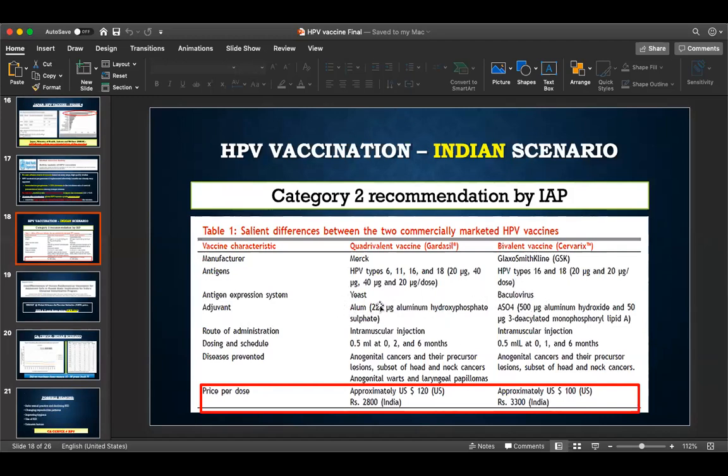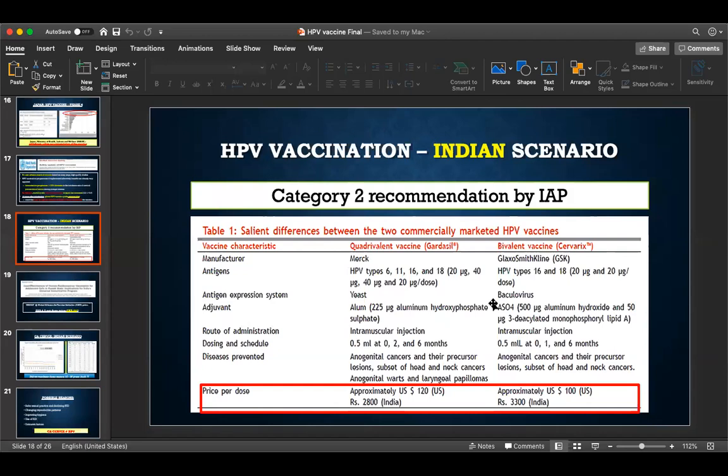And then there are some adjuvants added to increase the immunogenicity. That is alum for the quadrivalent vaccine and AS04, which is basically aluminum hydroxide and 3-deacetylated monophosphoryl lipid A. Both are intramuscular injections. 0.5 ml is the dose given. Quadrivalent covers types 6, 11, 16, 18 and bivalent covers 16 and 18. The diseases prevented as per the trials are anogenital cancers, as they claim. Although invasive cancers were not shown in any of the trials, you need to keep that in mind. They are precursor lesions, a subset of head and neck cancers, anogenital warts, laryngeal papillomas, and anogenital cancers for the bivalent vaccine, and their precursor lesions, a subset of head and neck cancers.